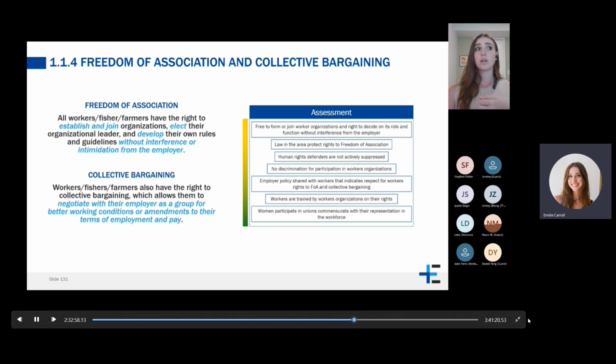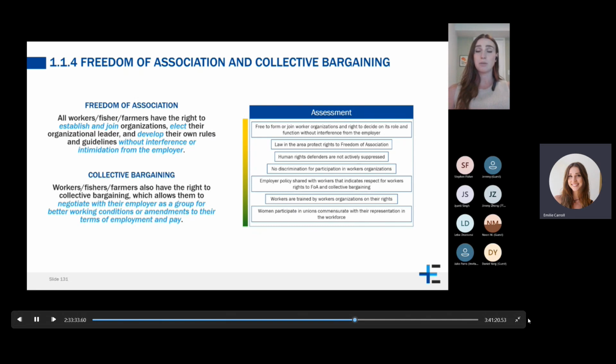The SRA also, in order to actually demonstrate at least a medium risk in this area, is looking to see whether or not there are laws for freedom of association in the area where the SRA is being implemented. So that's one thing to note as well. There are also some areas where human rights defenders are actively suppressed. So the SRA is trying to make sure that it's operating in an area that is collaborative with trade unions.